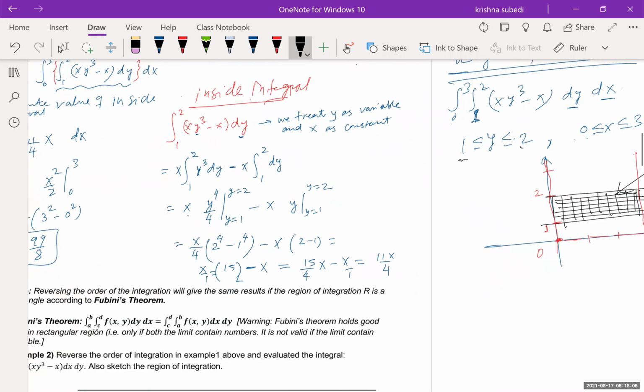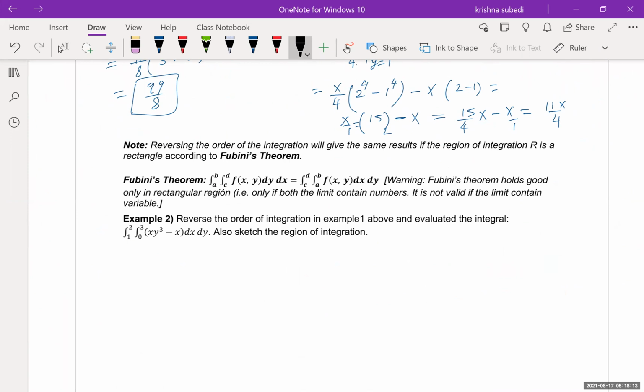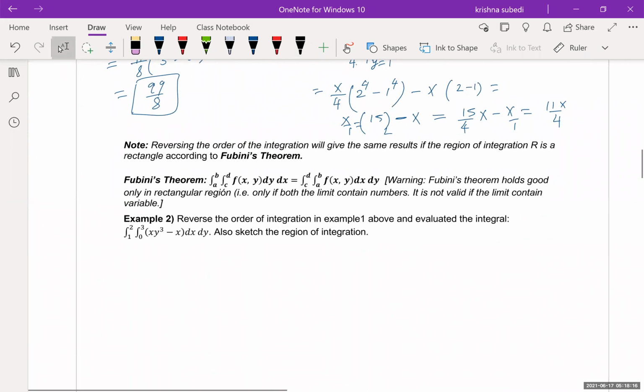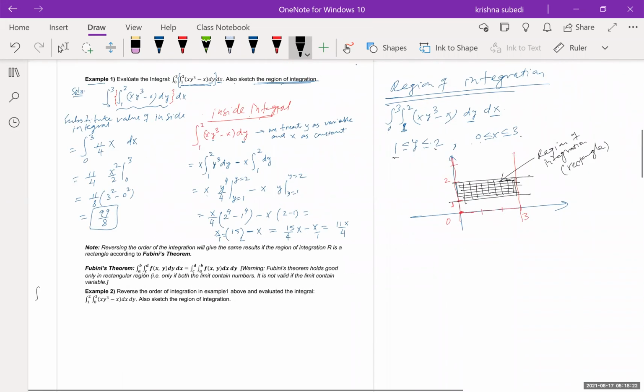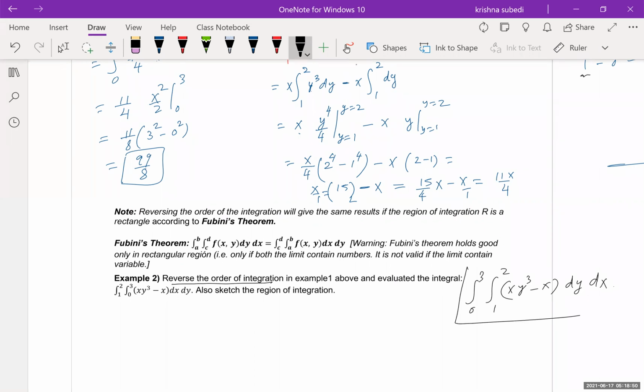Now, I want you to try the same problem from a different perspective. Let me reverse the order of integration. Earlier, we were given 0 to 3, 1 to 2, xy cubed minus x dy dx. That was the question, right? That is given in example 1.